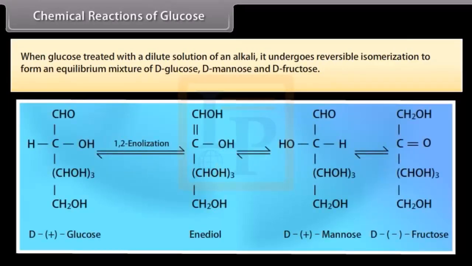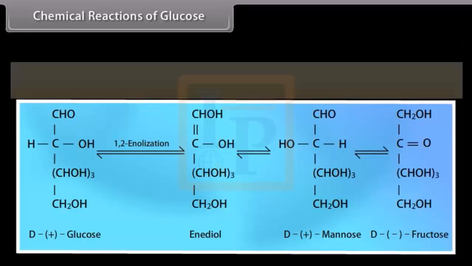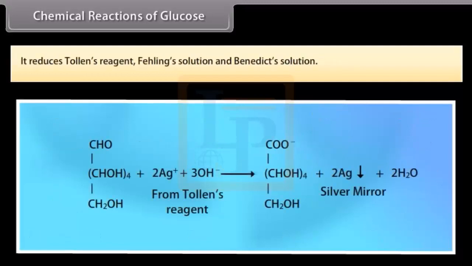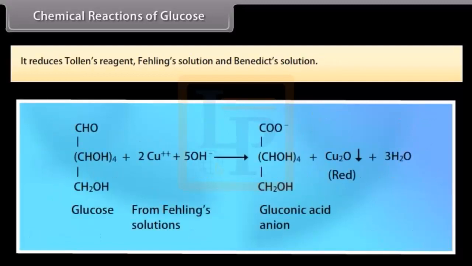When glucose is treated with a dilute solution of an alkali, it undergoes reversible isomerization to form an equilibrium mixture of D-glucose, D-mannose and D-fructose. It reduces Tollens reagent, Fehling's solution and Benedict's solution.